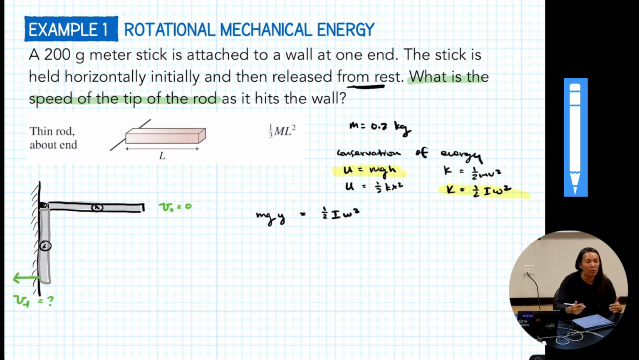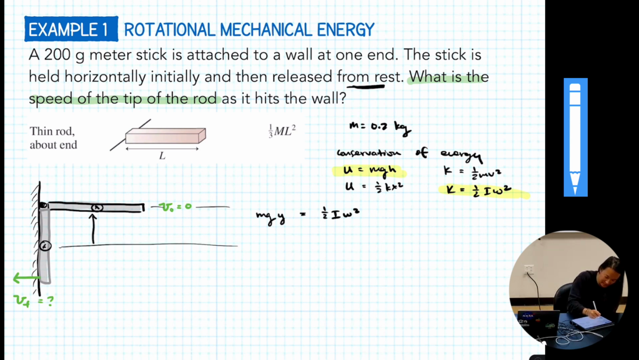All right. So what's our y? How far is this thing falling? A meter. Is it? No, because what part of the meter stick do we care about for potential energy? The center of mass. So the center of mass is going from here to here. What's this distance? 0.5 meters, so 1/2 meter. So our change in y should be 1/2 meter, because this is a rigid object, so we care about the motion of the center of mass.